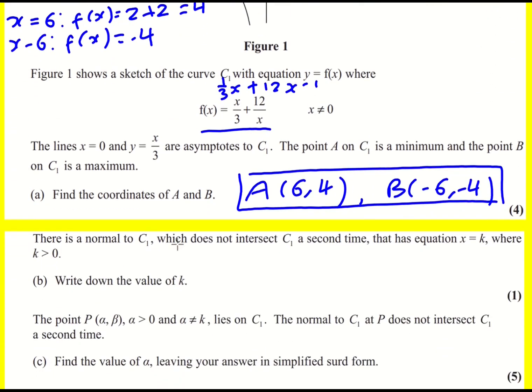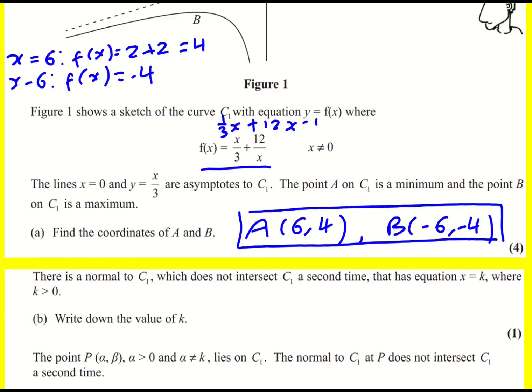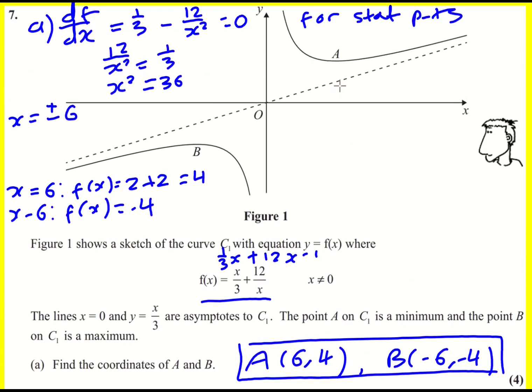We're then told there's a normal to C1 which doesn't intersect a second time, that has equation x equals k, so a vertical line where k is greater than 0. Write down the value of k. Note there's only one mark. And the only way we're going to get a normal that is vertical is if we have a tangent that's horizontal. And that's going to correspond with the stationary point that we found before. So it's got to be a normal that goes through A.